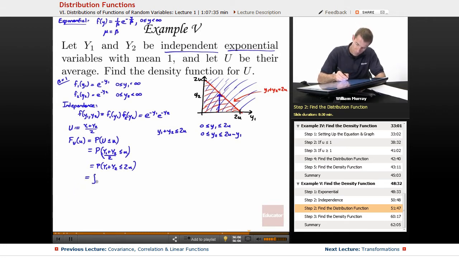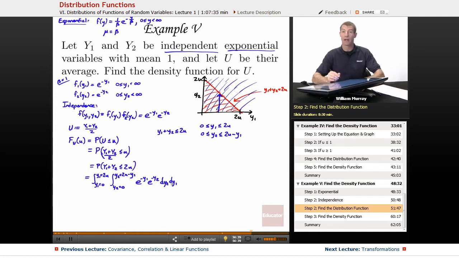So this is the double integral: y1 goes from 0 to 2u, and y2 goes from 0 to 2u minus y1. And then the function we're integrating, that joint density function that we figured out, is e to the negative y1 times e to the negative y2. And it looks like I've got y2 on the inside, dy2, dy1. Now I've got to solve that integral.